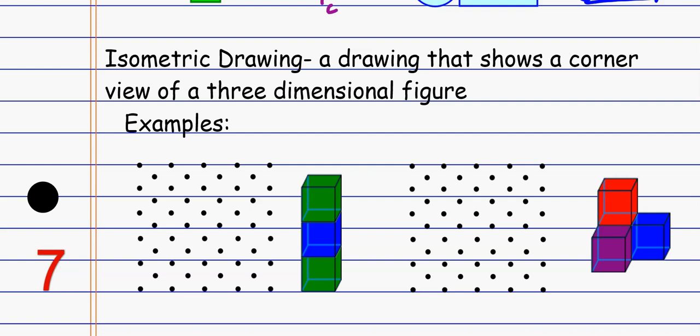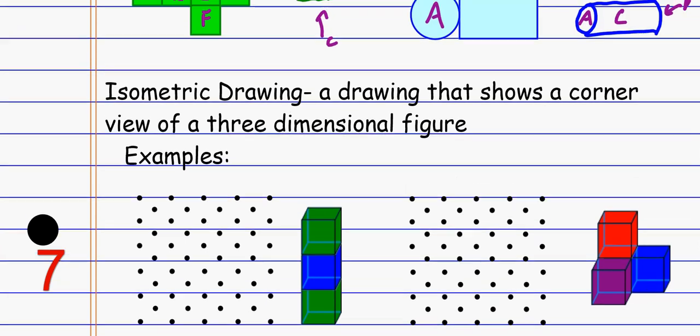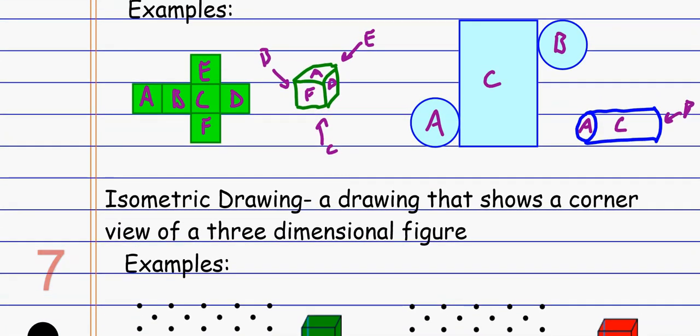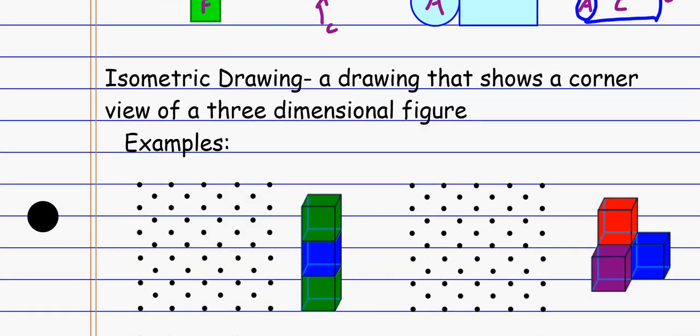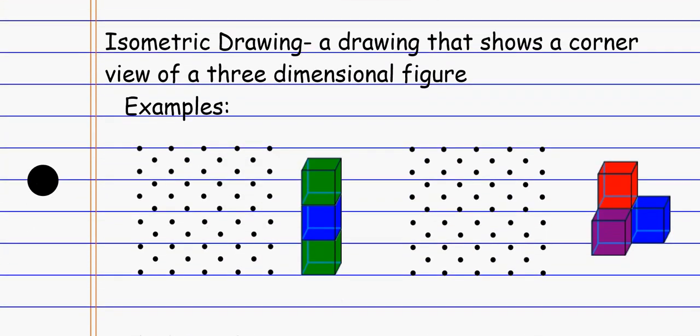When we draw things from a corner, and when you look back up at the previous examples here, if you look at that box that I created, that's basically a freehand isometric drawing is what I have done there. Okay, it's a corner view, and even though I'm drawing it on a two-dimensional piece of paper, I'm trying to make it look like a three-dimensional shape. That's what isometric drawings help us to do. All right, and that's the thing that's tricky.